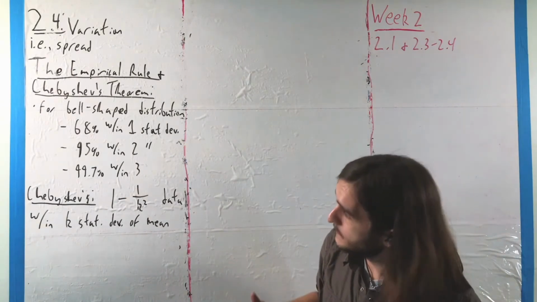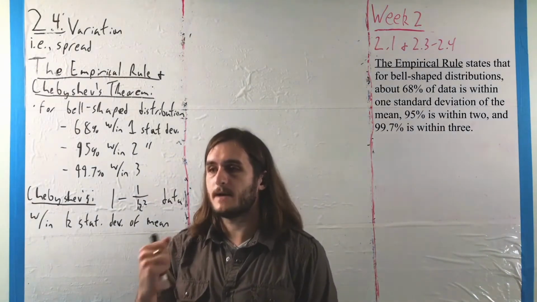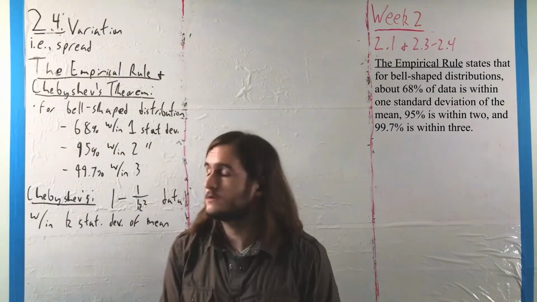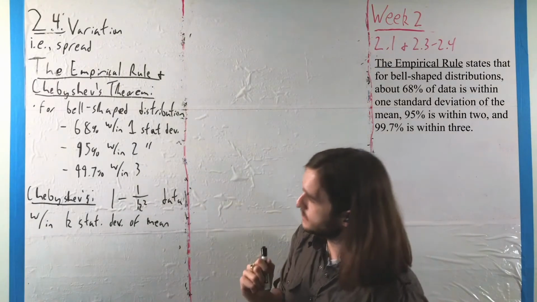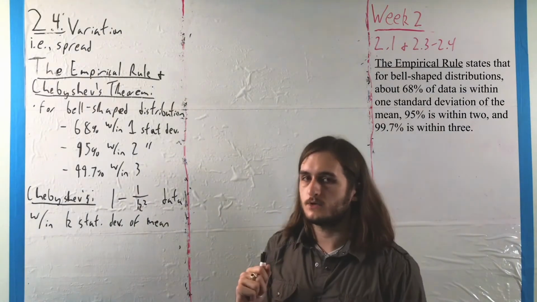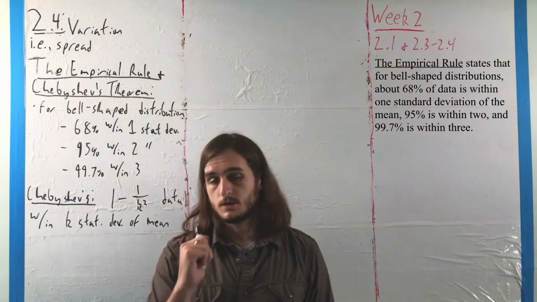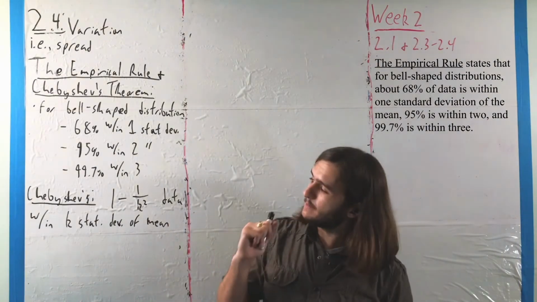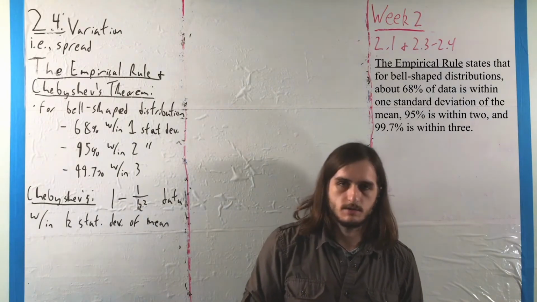But roughly, what the empirical rule says is for a bell-shaped distribution, for a normal distribution, we have that about 68% of data is within one standard deviation of the mean, about 95% of data is within 2 standard deviations, and about 99% of data is within 3 standard deviations of the mean.